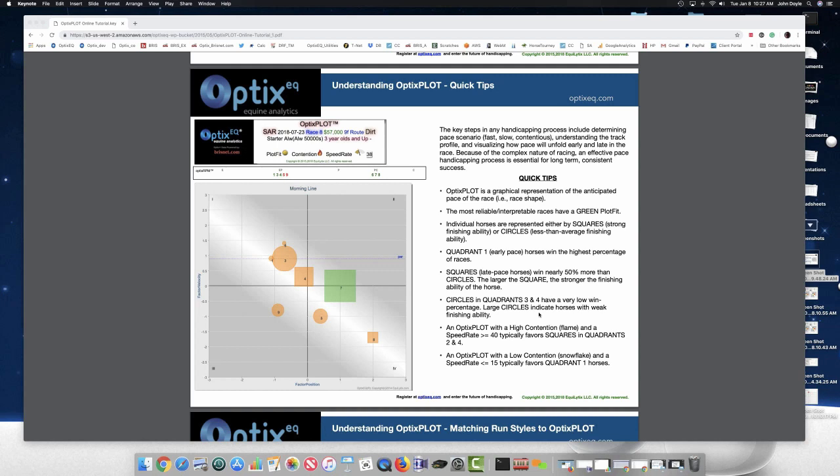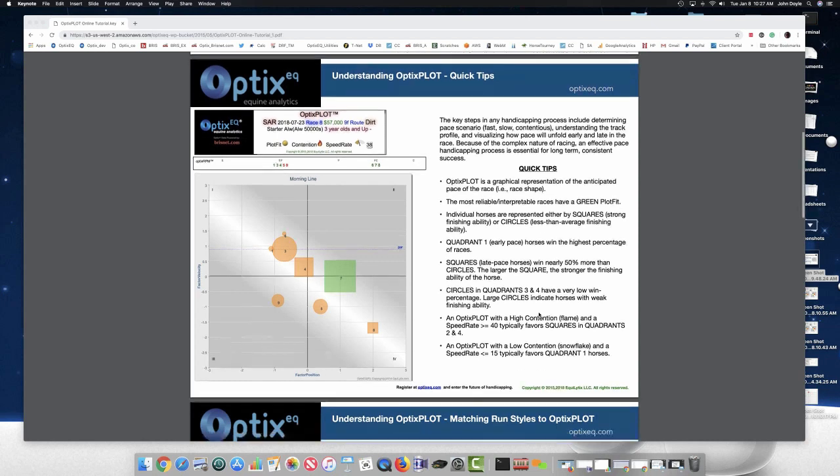And we do a track profile for every track. So, some tracks may have some oddities, and you'll see that if you look at the stats for each track. Each track has a track surface distance stat associated with the quadrants. It tells you win percentage of squares, circles, all the rest. And that's available online as you're going through it.